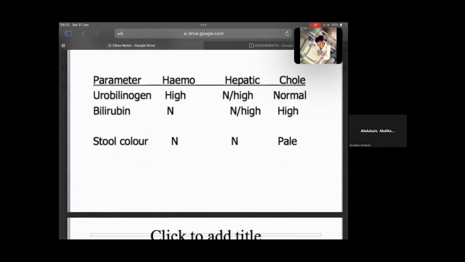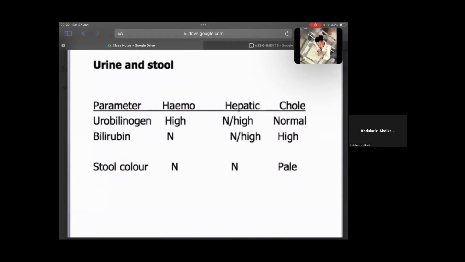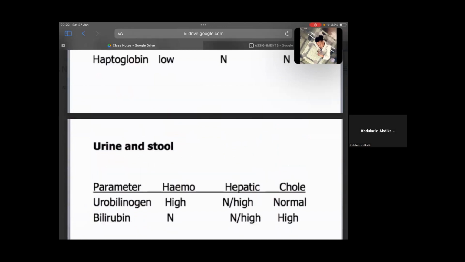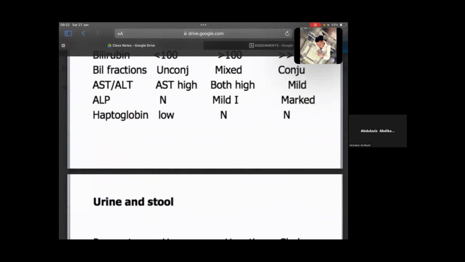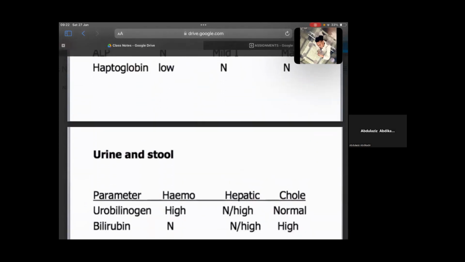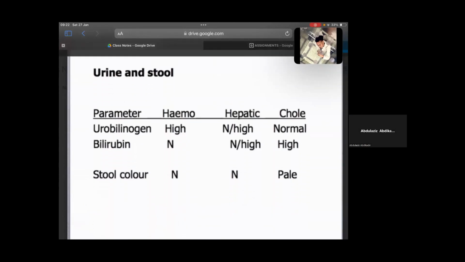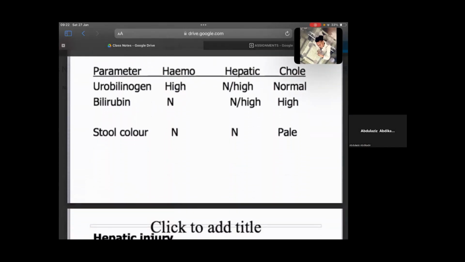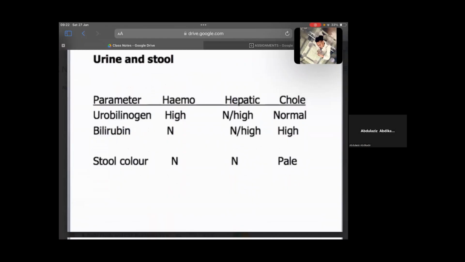So in cholestasis, Coca-Cola colored urine, and there are pale stools. In hemolysis, hemopexin is low, haptoglobin is low, and there's urobilinogen. Hemolysis, it is unconjugated. This one is conjugated. In hemolysis, the AST and ALT are raised, while in this one it will be GGT and ALP.